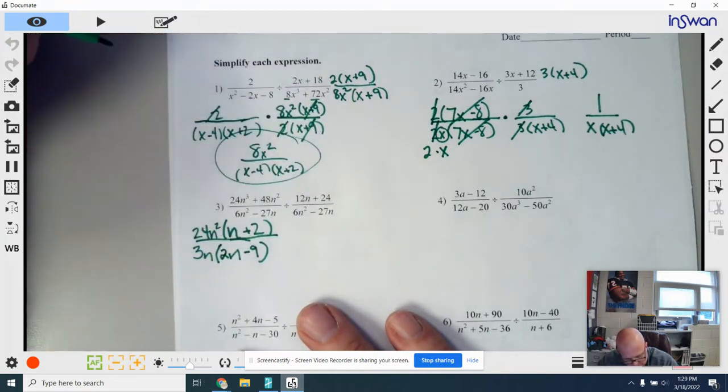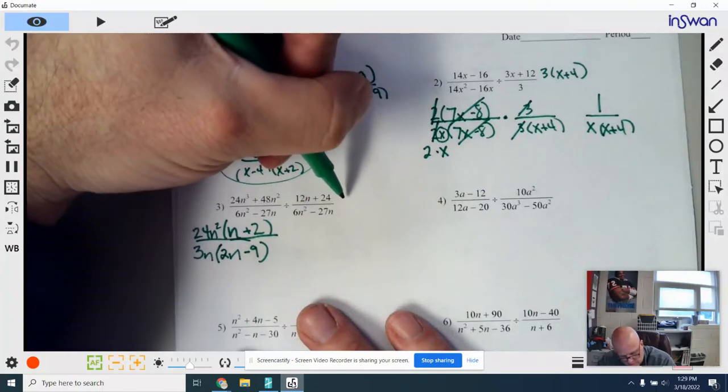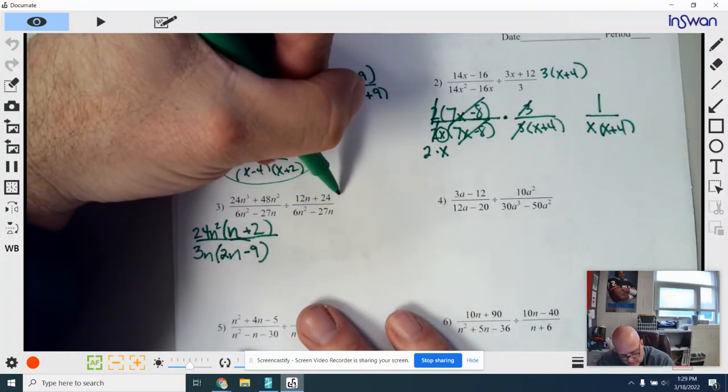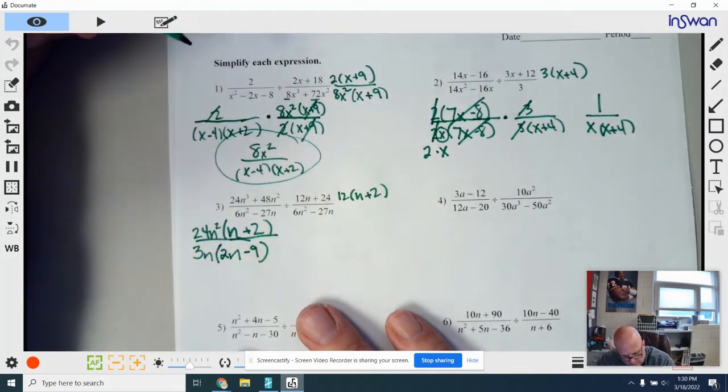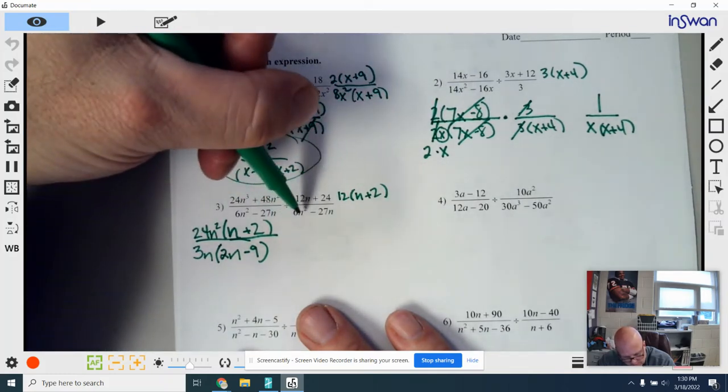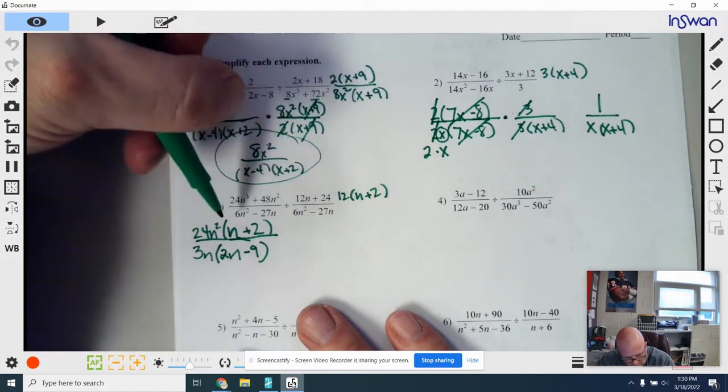That's a negative 9. Okay, over here, I see up top my GCF is a 12. So I pull out a 12, and I've got n plus 2. On the bottom again, we're dealing with the exact same piece that we had over here.